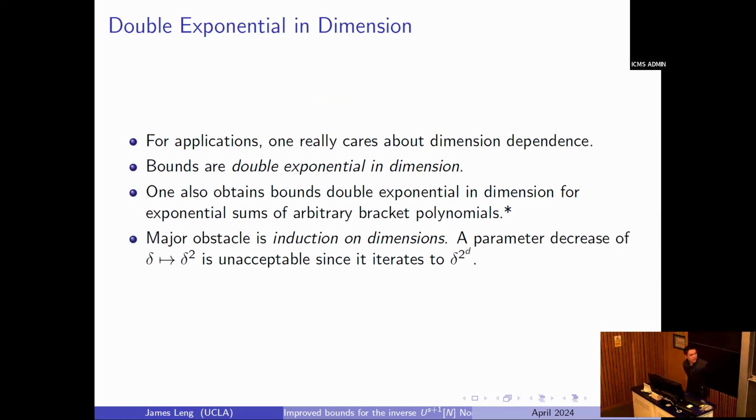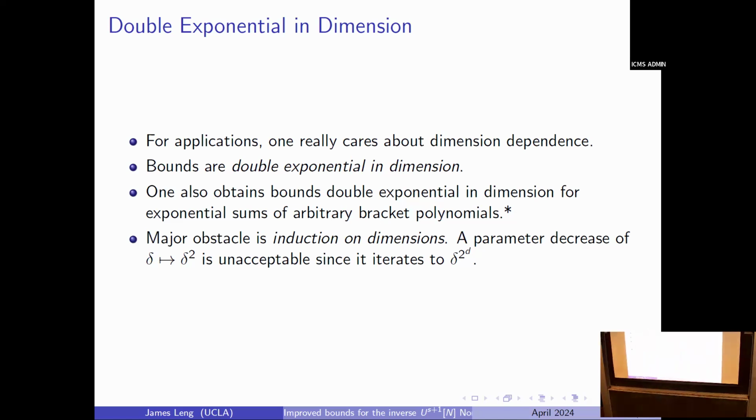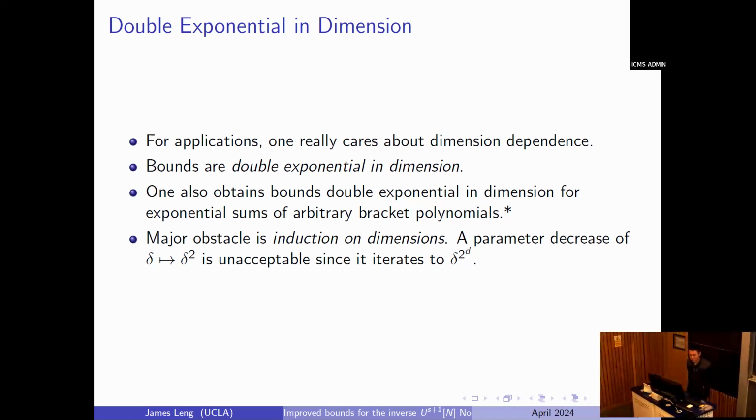And a major disadvantage to doing that is that any time you simplified the bracket polynomial by one dimension, you had a parameter decrease of delta goes to delta squared. That will iterate to delta to the 2 to the t. So that's pretty bad, and we would want to avoid something like this.